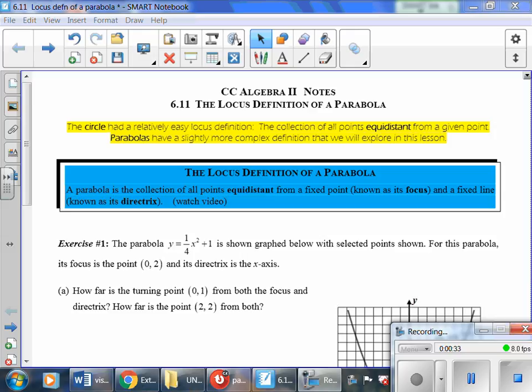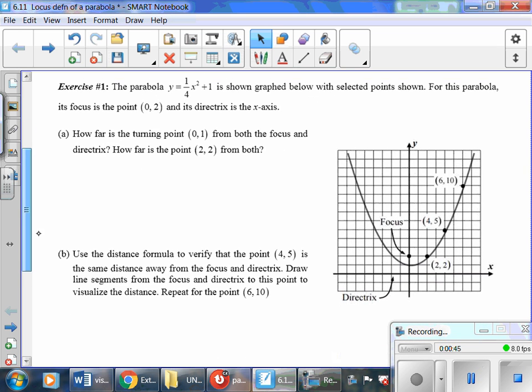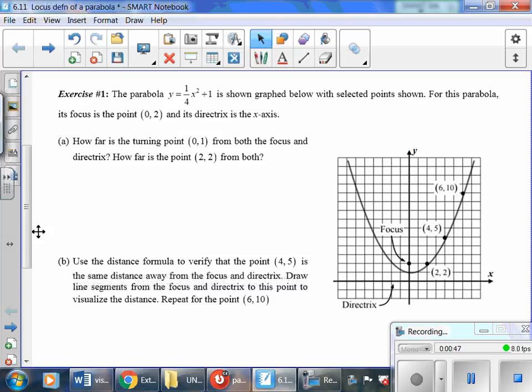So the parabola is a collection of all points equidistant from a fixed point that we call the focus and a fixed line we call the directrix. All right, so we'll show a little bit more with our example in number 1. Hopefully this will make things a little clearer.